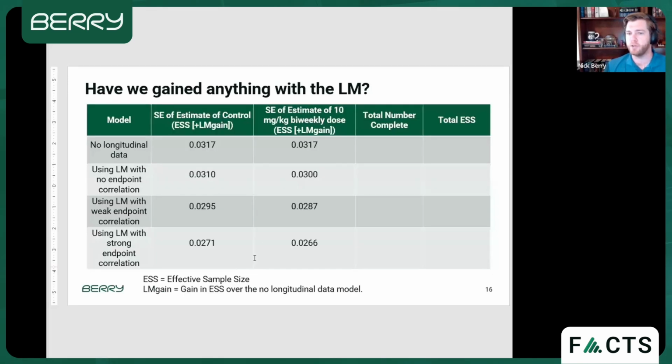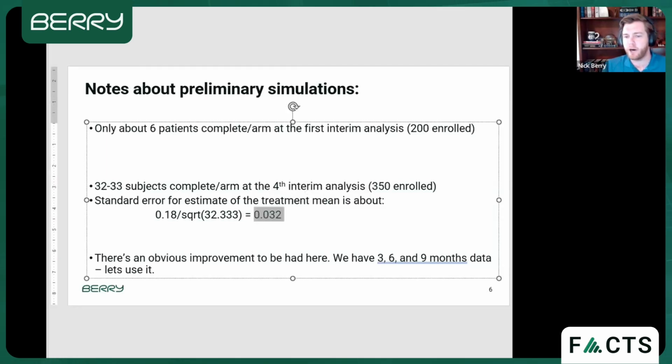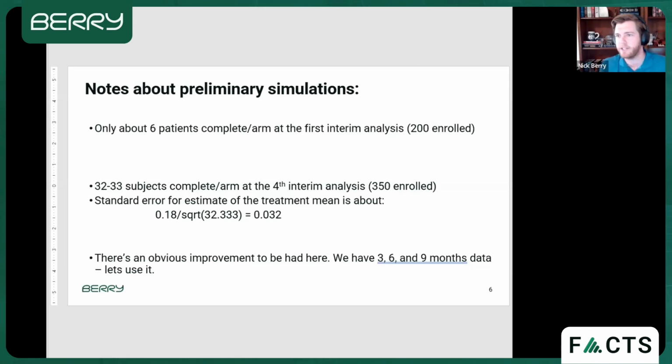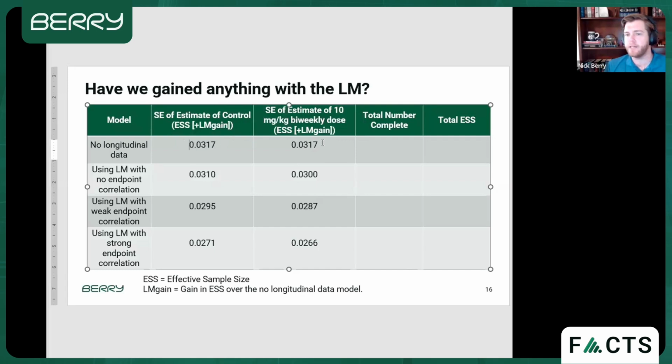So I pulled numbers out, and I'm going to show you those numbers. I went into FACTS and copy-pasted things. And this is what we get. Remember that 0.032 from before, where I said I'm going to ground you in this number? Well, now I'm grounding you. 0.032 is the standard error of the dose response estimate if I don't use any longitudinal data. What if I do use longitudinal data? In reality, when I simulated in FACTS, 0.0317 was the standard error of the estimate for control and for the highest dose. That's the 0.032. So we're grounding now in 0.0317.